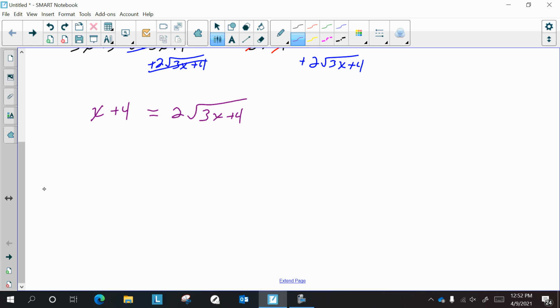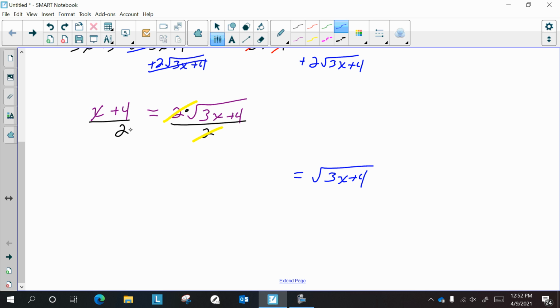Now, it's not completely a requirement that we get rid of this 2, but so that we can be consistent in isolating our radical, let's divide both sides by 2. That will make those go away. So that's going to leave us the square root on the right.